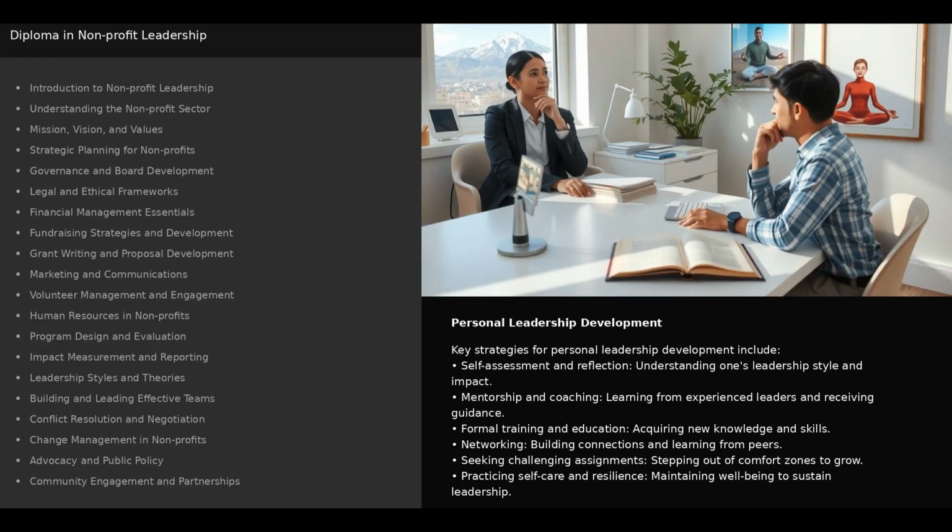navigate complex challenges, and drive their organizations towards greater mission achievement. Personal leadership development is an ongoing journey that strengthens both the individual and the nonprofit sector as a whole.